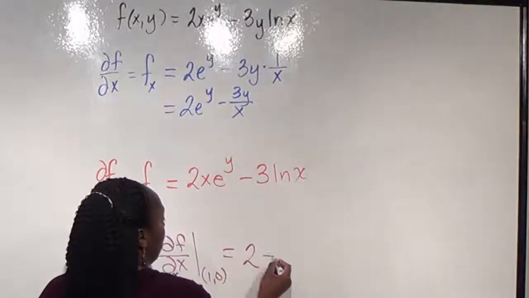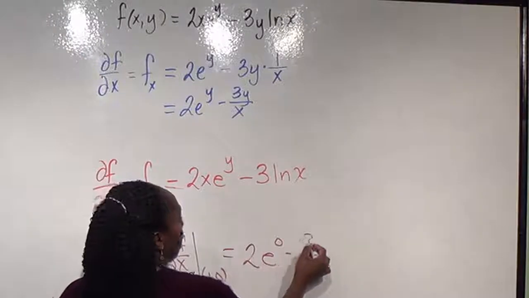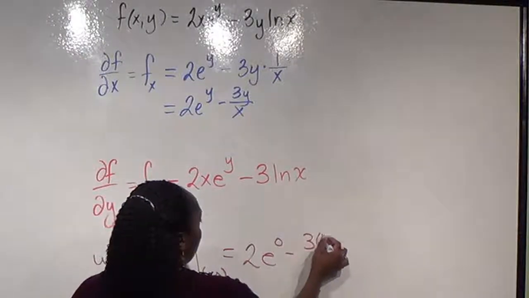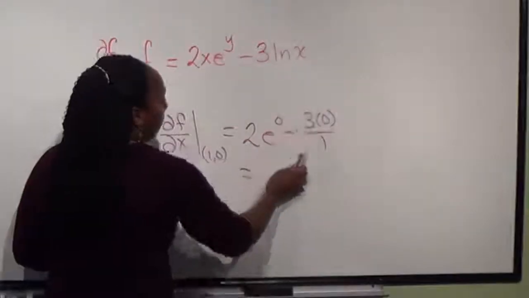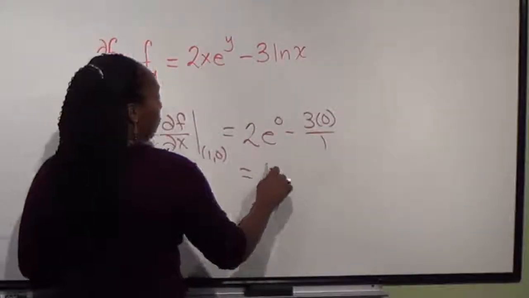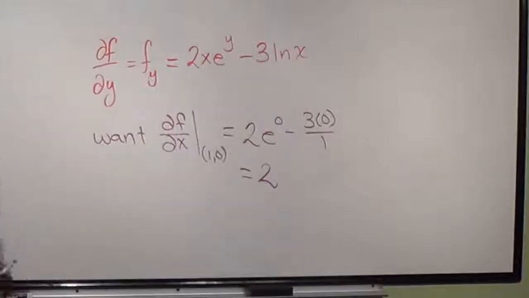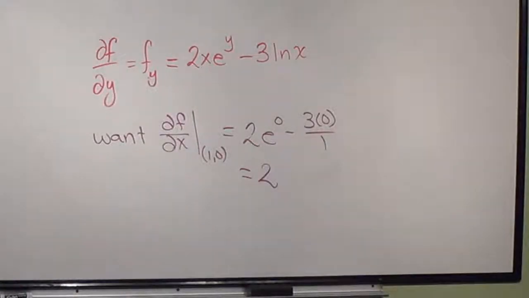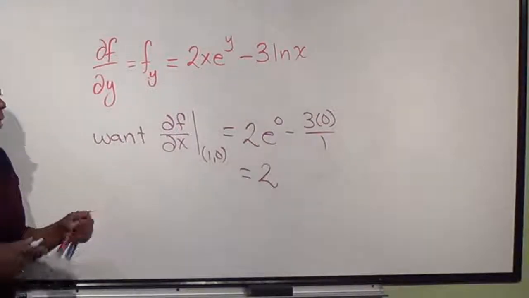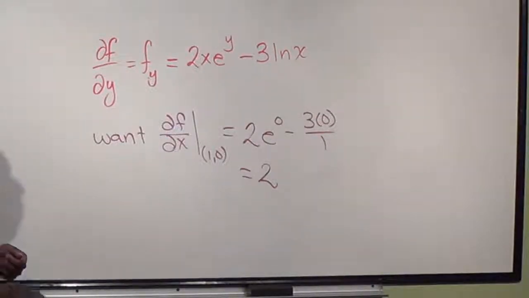So we would get 2e to the 0 minus 3 times 0 over 1. And we can simplify that. Notice that piece goes to 0. This is just going to go to 2. Okay? Again, for all of these, you're usually going to get some values, meaning some numbers. And again, it just works very similar to what we did before.